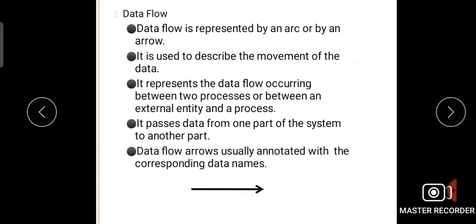Next, data flow. Data flow is represented by an arc or by an arrow, and it is used to describe the movement of the data. It represents the data flow occurring between two processes or between an external entity and a process. So it passes data from one part of the system to another part. It is nothing but the data flow considered by an arrow between the communication of system and user. A data flow arrow is usually annotated with the corresponding data names.